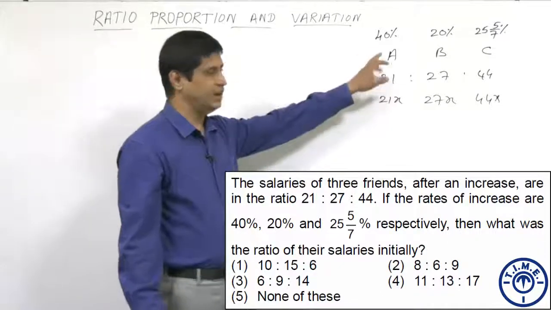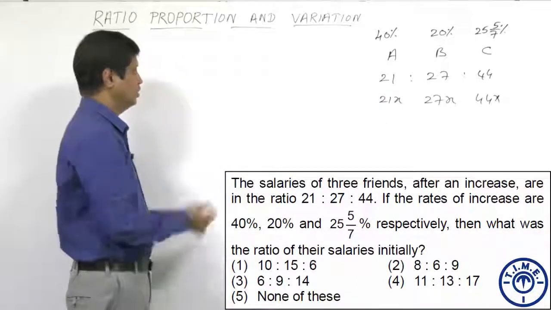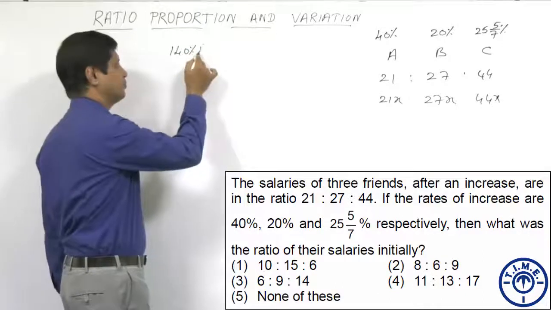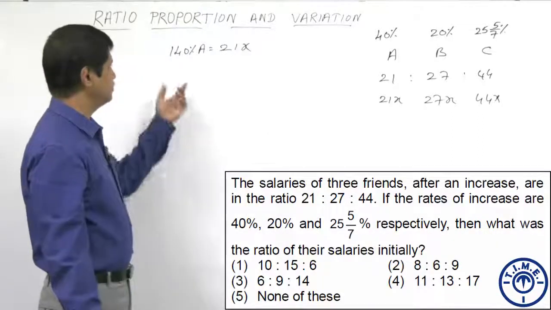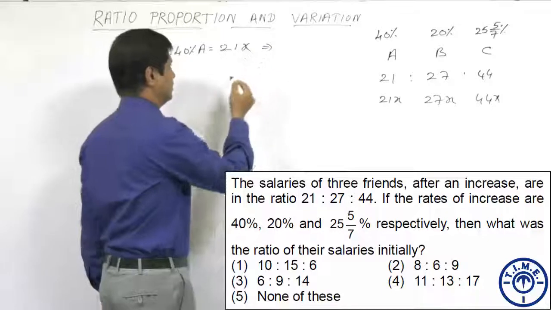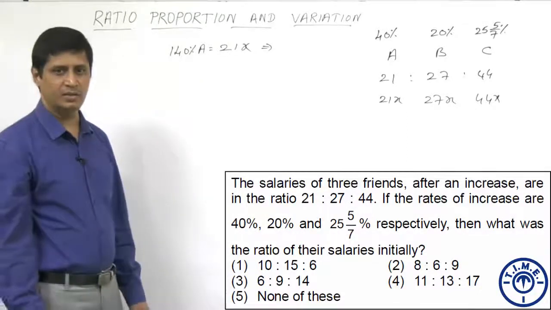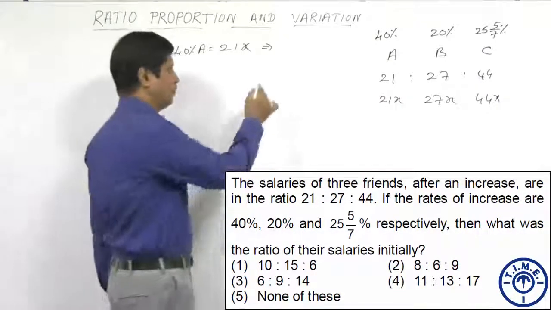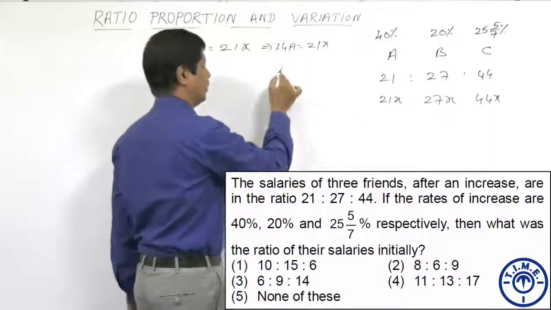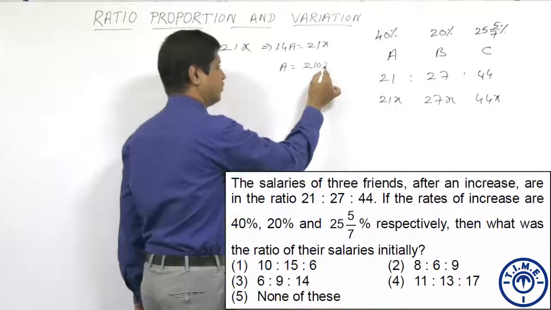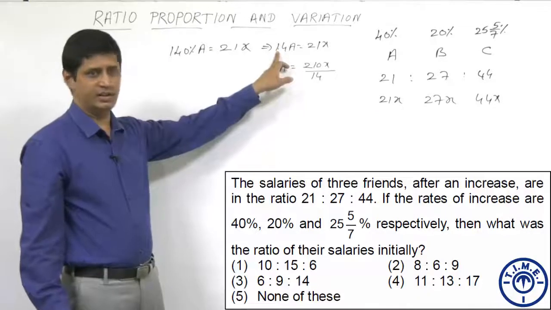Let us take the salary of A as A. It is a 100% value. An increase of 40% means it becomes 140%. So 140% of A is equal to 21x. 140% means 140 by 100, which is 1.4. So 1.4 A is equal to 21x. What is the value of A? It is 210x by 14. Now remove the decimal and add 0 on the other side.